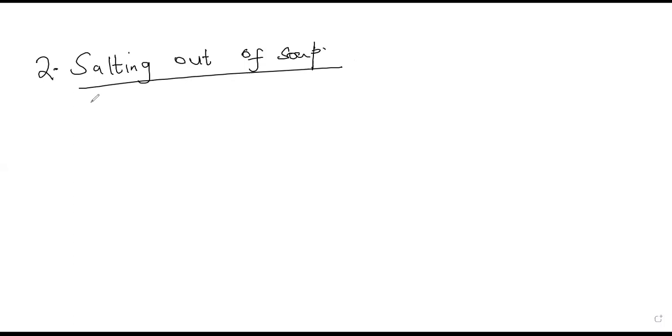So during saponification, hot concentrated sodium chloride is added to the mixture to precipitate out soap. So it implies that soap is already a sodium salt of a long carboxylic acid, and in its saturated solution, it exists in equilibrium.